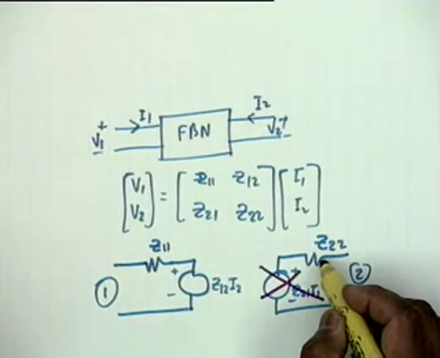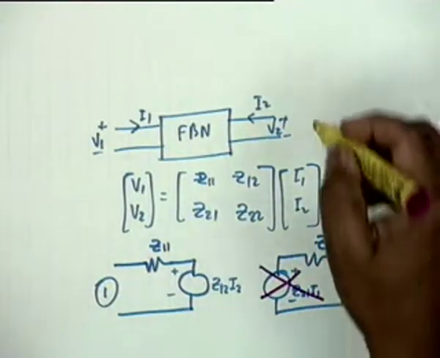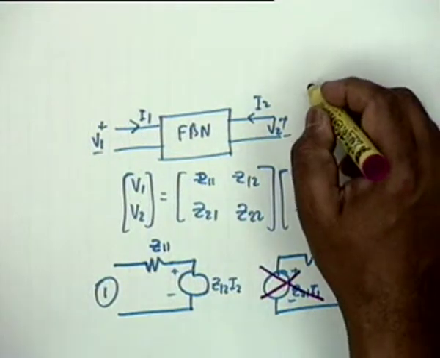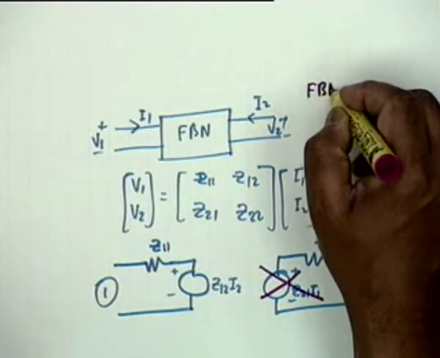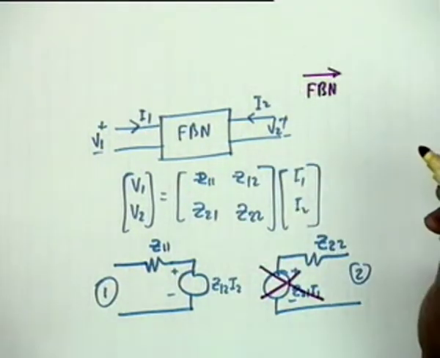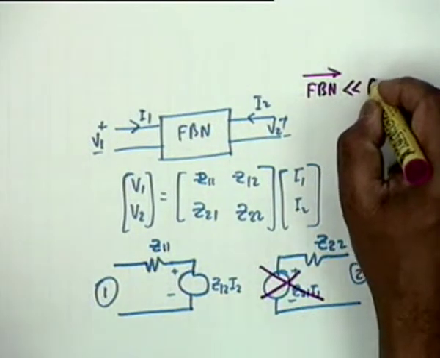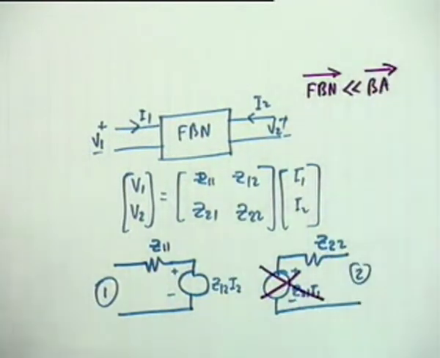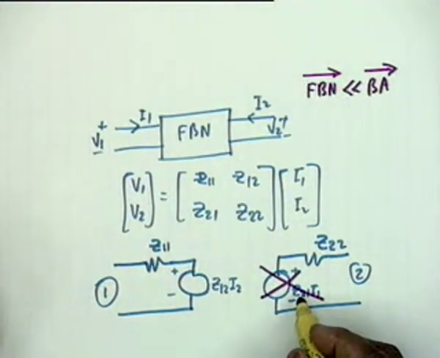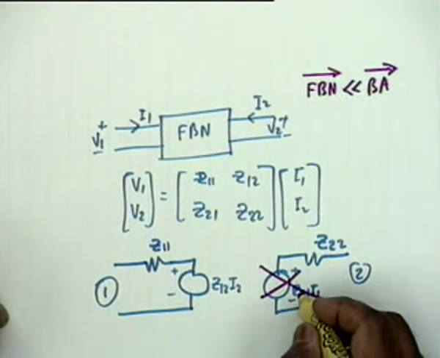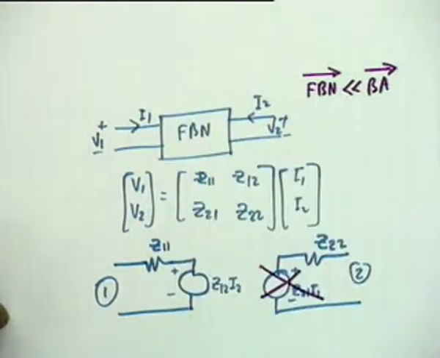So please can you repeat why that is 0? That is not 0. What I am saying is, our basic assumption is the forward transmission through the feedback network is much less compared to the forward transmission through the basic amplifier, and therefore we ignored Z21. Agreed? Z21 takes care of the forward transmission. We ignored Z21 compared to the forward transmission through the basic amplifier. This is the first assumption that we make.